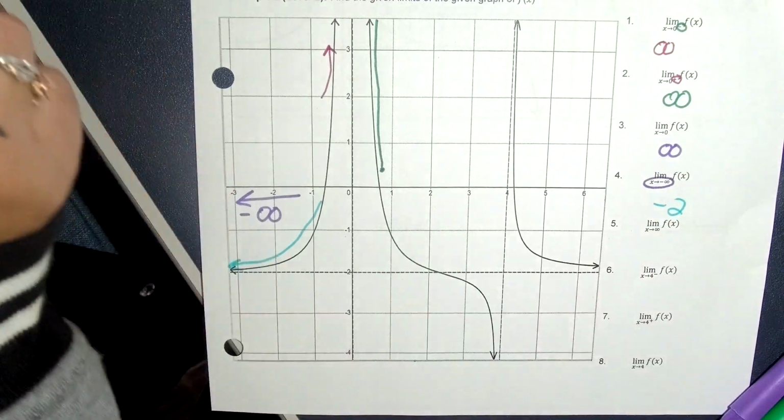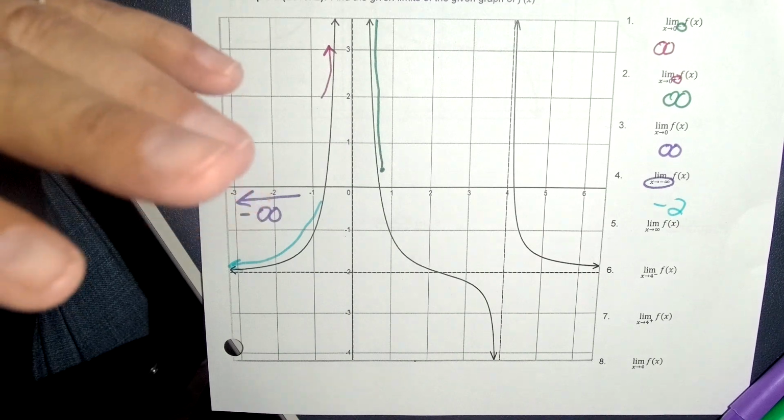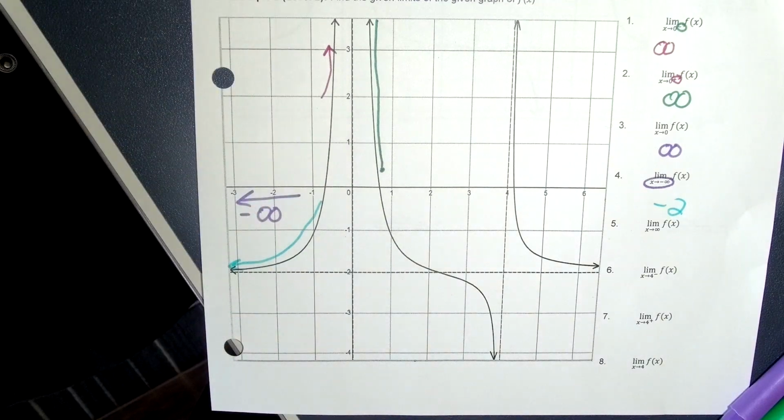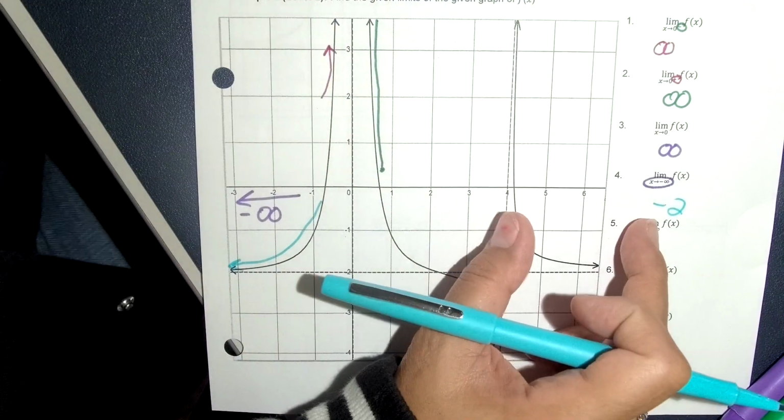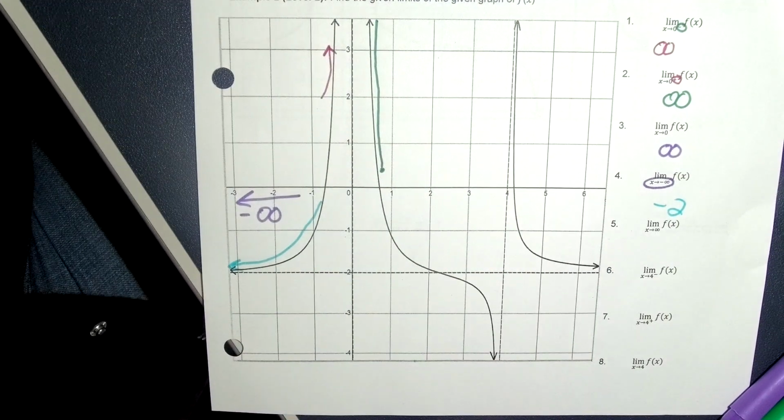Okay. Some of you see that it's going to 2 or -2, but you don't write the negative. Having $2 is not the same as owing $2. Okay? Make sure you write the sign. The sign matters. Okay?